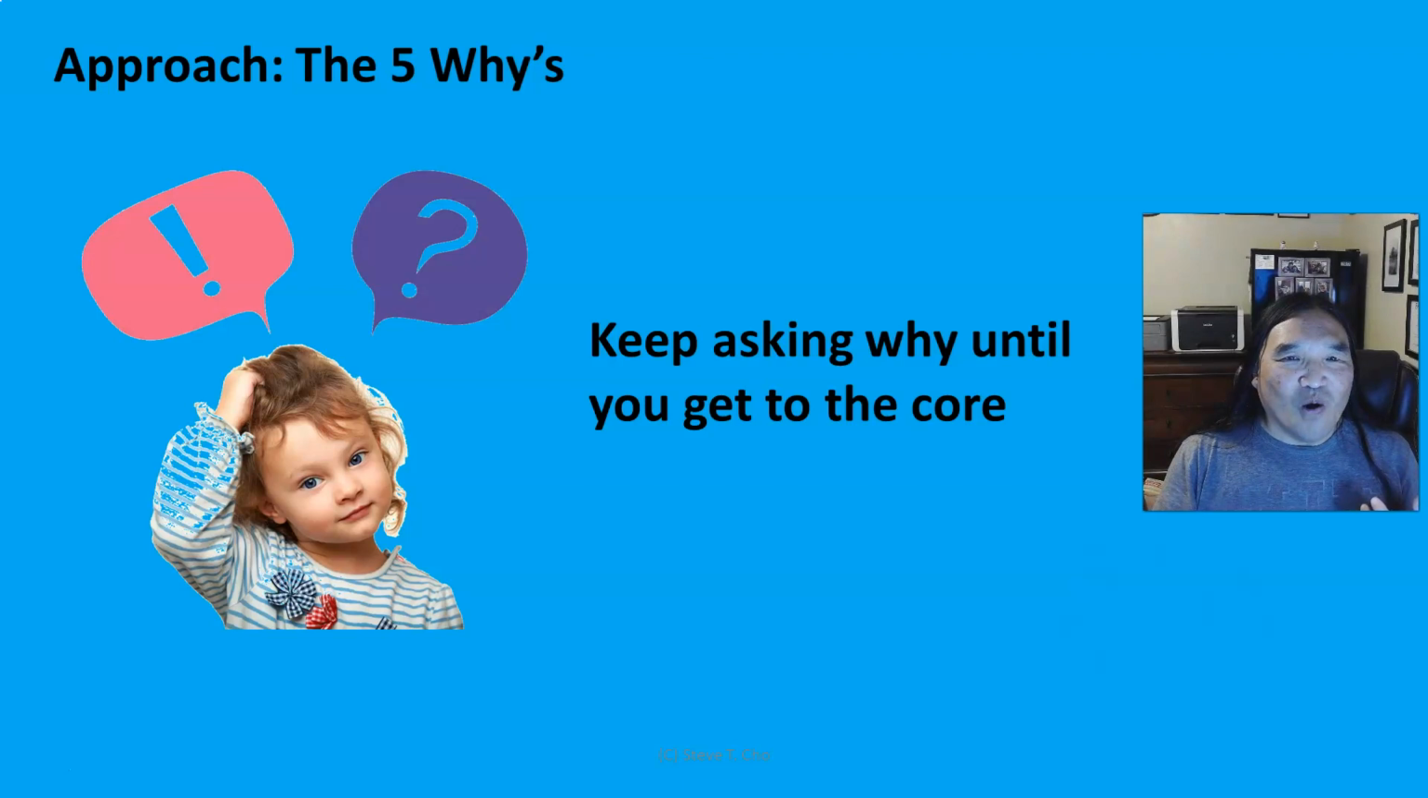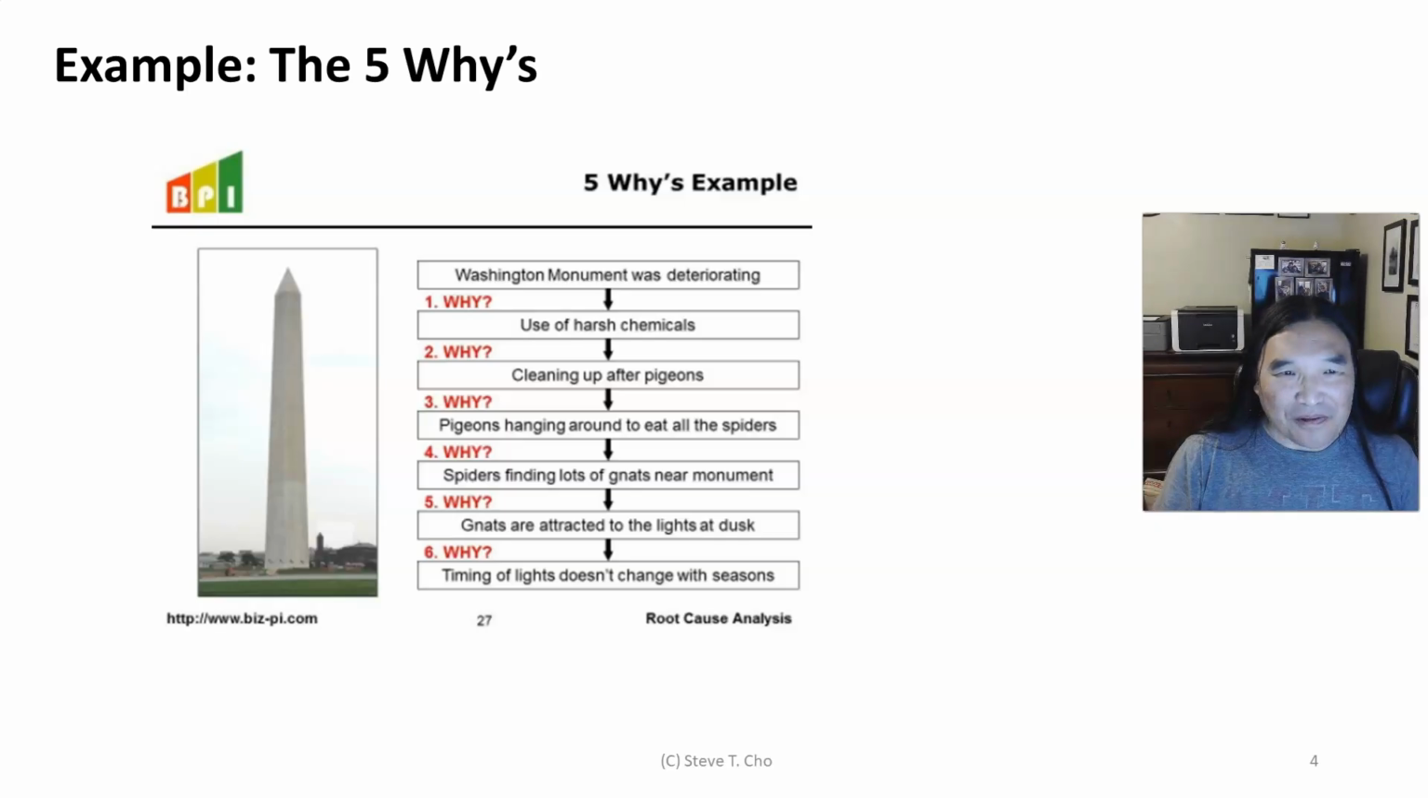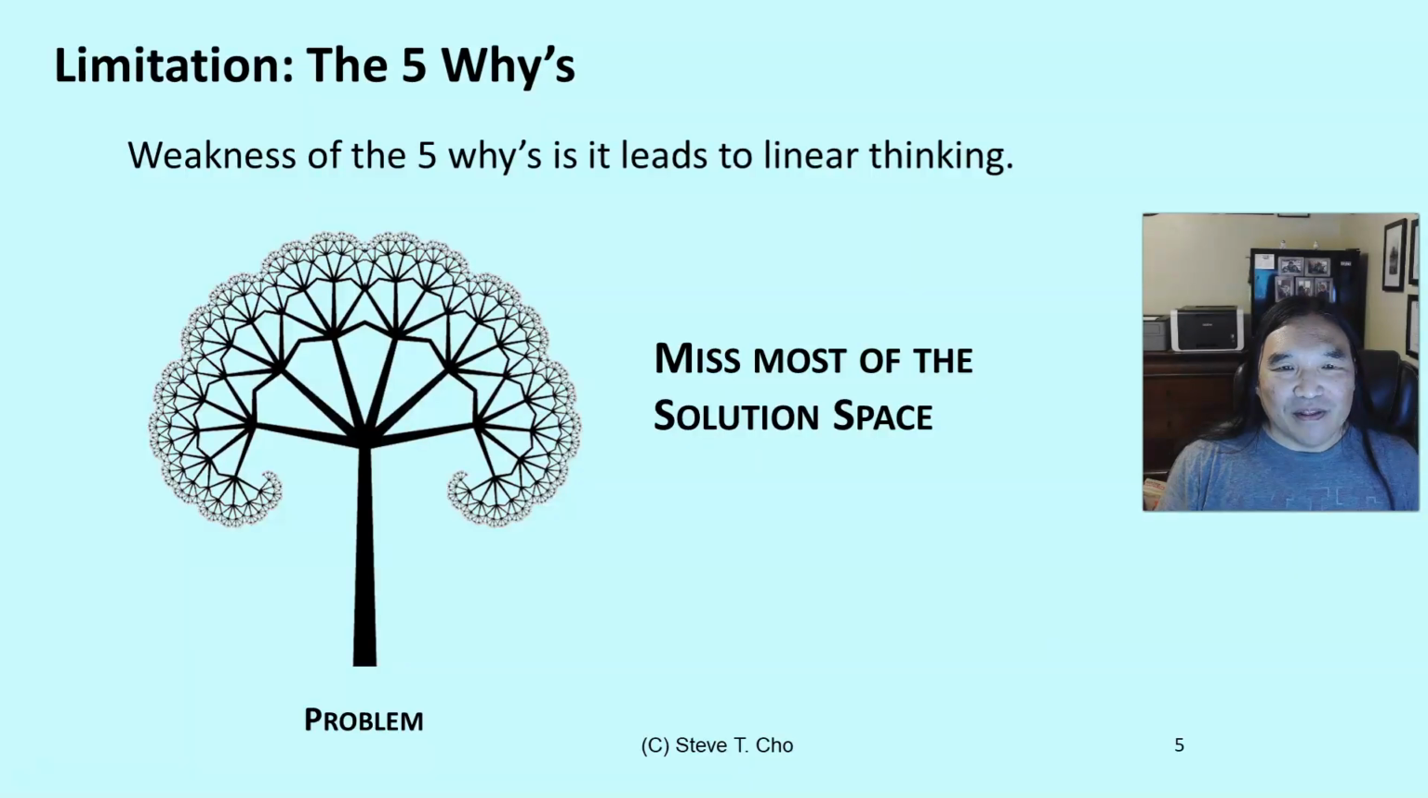The idea of the 5 whys is a way to find the root cause or core reason: just keep asking why. Yes. But why? But why? By asking these whys, you can get to the core of the problem. This is an example of using the 5 whys when they were trying to figure out why the Washington Monument was deteriorating. As it turns out, it has to do with the lights. This is something you wouldn't come up with, and this is why everybody thought the 5 whys was wonderful. Here's my problem with the 5 whys.